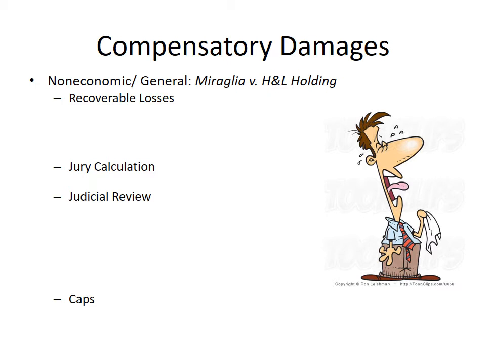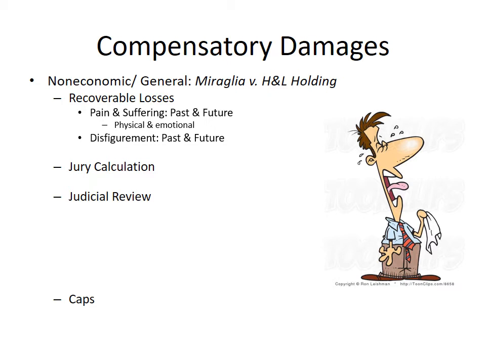And so there were enormous general or non-economic damage, pain and suffering type damages awarded here, and the question is whether or not they were reasonable or excessive. So I want to use this case to discuss the forms or the types of non-economic damages. So we already said that pain and suffering, that is the actual physical pain that you suffer from your injuries, but also the emotional pain that you suffer, not only up to the time of trial, but also into the future, all of that is compensable.